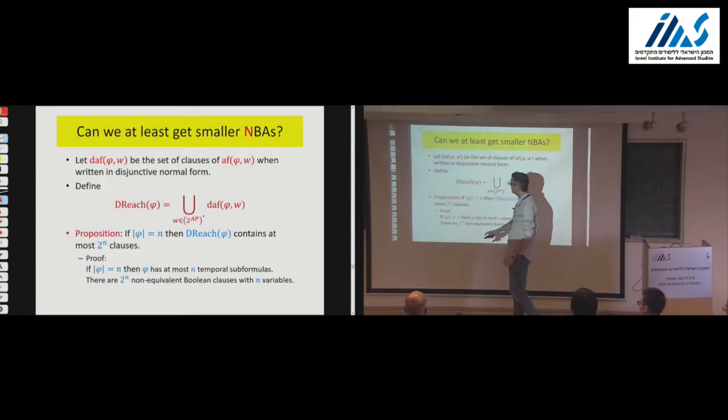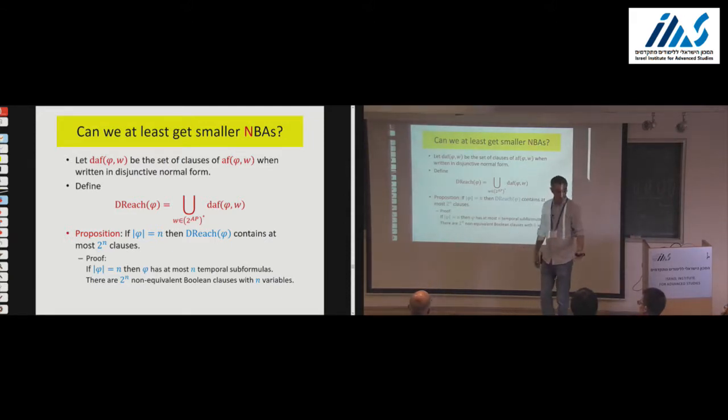The next question is, if we allow NBAs, if we allow non-determinism, can we get smaller automata? We know that non-deterministic automata can be more compact than deterministic ones. There is a very simple way to do that, still using the after formula. The idea is that you always put the formula in disjunctive normal form, and you look at it as a disjunction of clauses. It is the disjunctive normal form, not the conjunctive normal form.